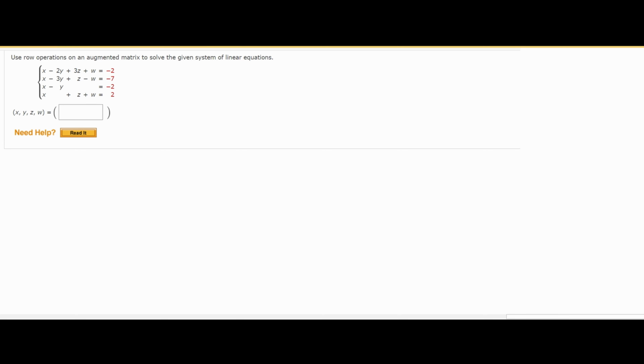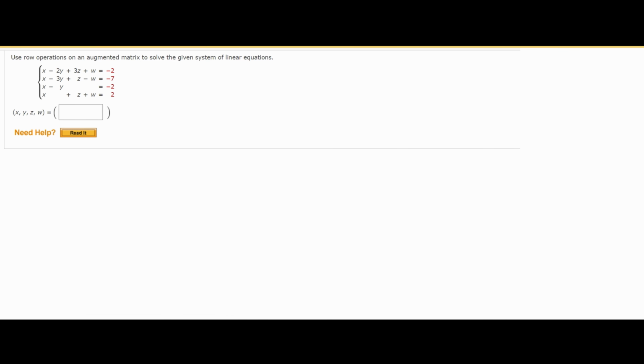In this problem, we need to use row operations on an augmented matrix to solve the given system of linear equations. So this is a pretty chunky problem. No denying that. It's like expired milk after 2 weeks. So we're going to look at all of these one by one. These two are the biggest issues. So we're not going to look at those.